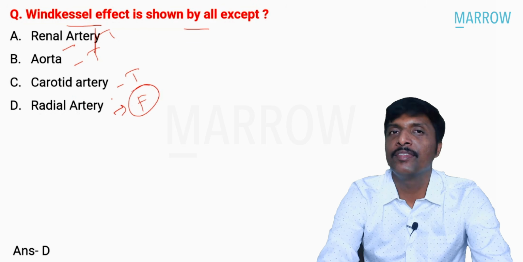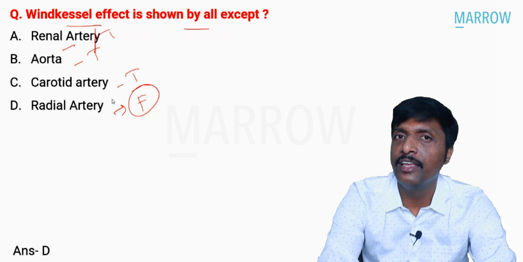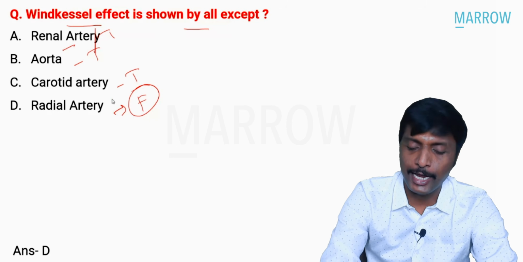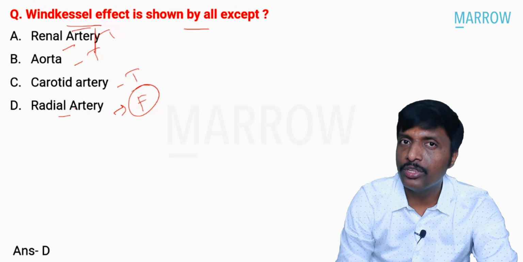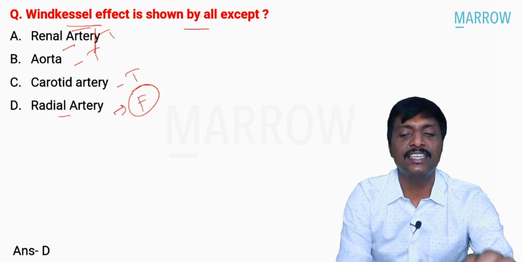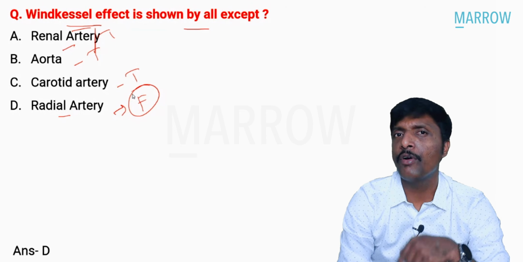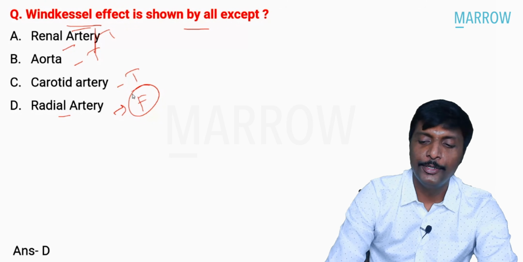Radial artery is a very small caliber vessel when compared to these above three. They have large diameter, they have more amount of elastin, they can show this Windkessel effect. But radial artery compared to the above three, it is having a very less diameter. You cannot expect a Windkessel effect in your radial artery. It can be found in carotid, it can be found in renal, it can be found in aorta, but not in radial artery.